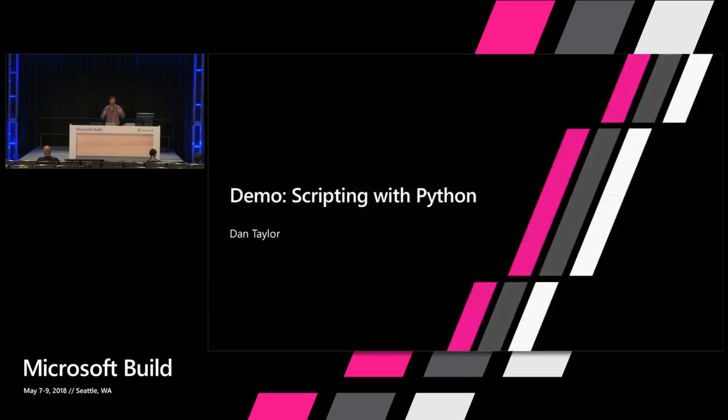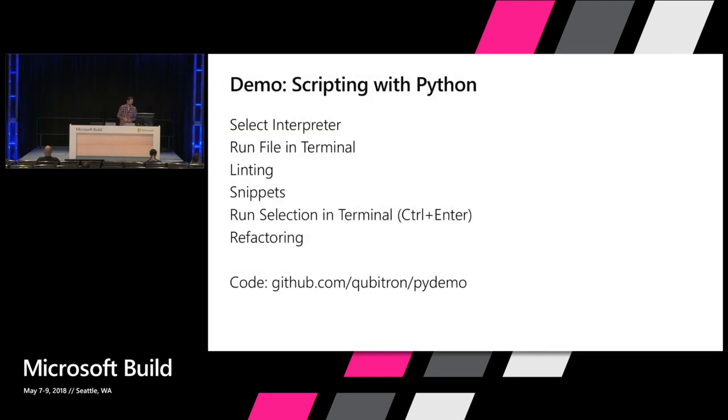All right, so that was just an introduction to scripting with Python, getting your environment set up and things with VS Code. And just to recap, we saw how you can select an interpreter with VS Code, run a file in a terminal. You can use linting, code snippets, running just a selection in the terminal with Control Enter, and then finally refactoring.